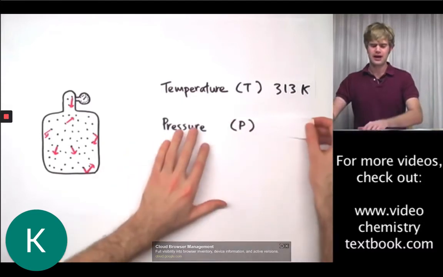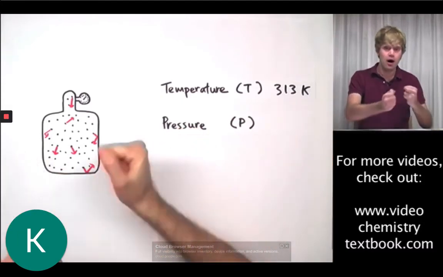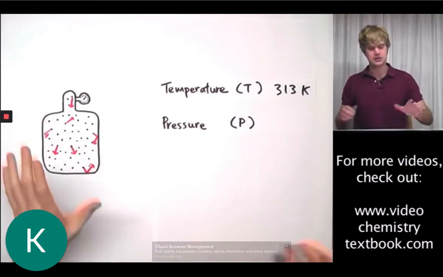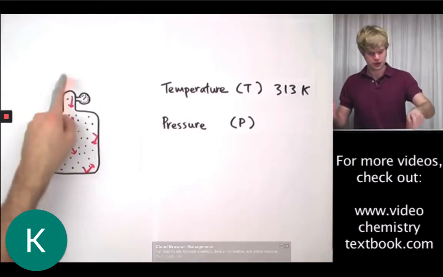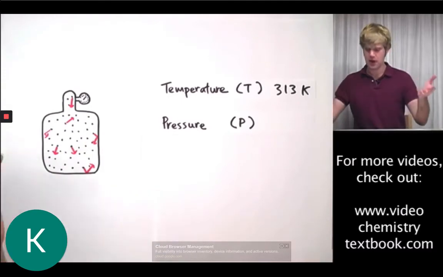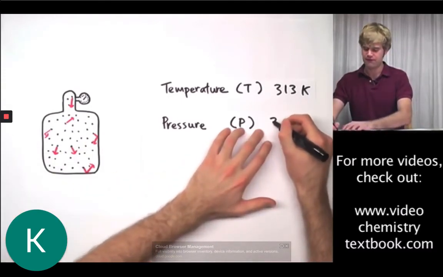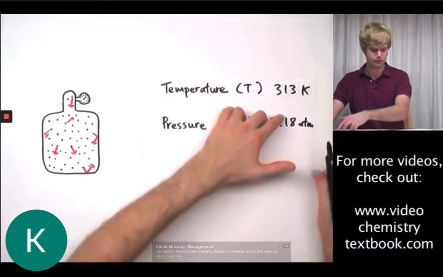When you talk about gas, another important characteristic is pressure. How hard are these gas particles bouncing against the side of the tank? How much pressure are they exerting on them? We could measure this with a pressure gauge or something like that on the top of this tank. We could say the pressure for this is 3.18 ATM. That might be a pressure.